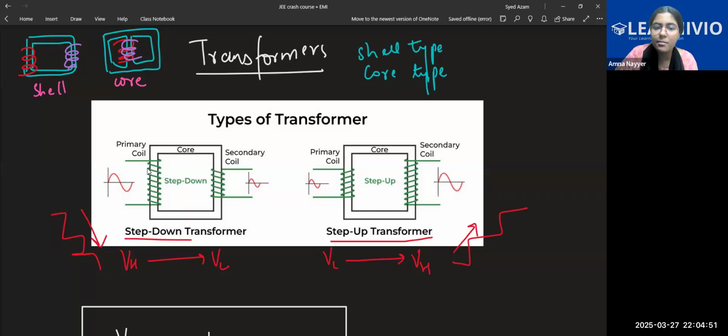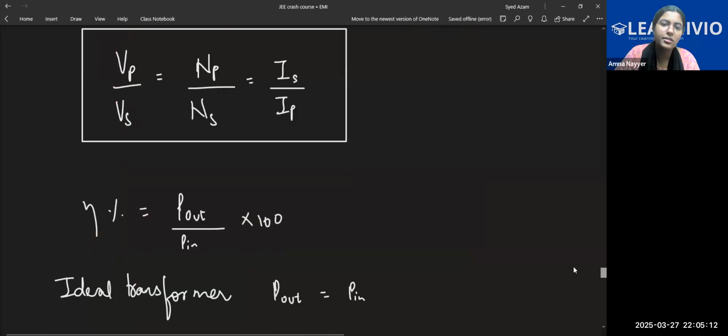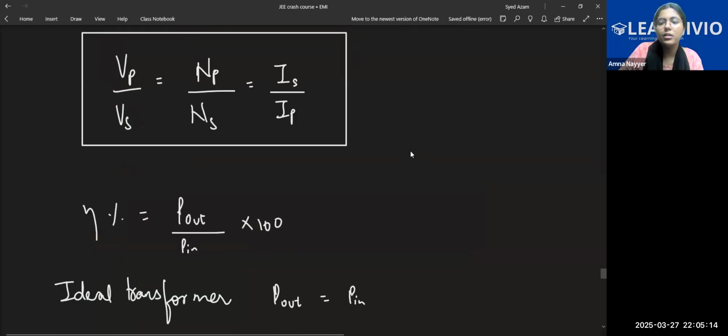Number of coils are more in the primary in step down. So this is a point that you have to remember, and they are more in the secondary in the step up. This is a point that can come in the statement based questions. Then yeah, this formula is sufficient for the transformers. See, remember, voltage will be directly proportional to number of turns, and they will be inversely proportional to current.